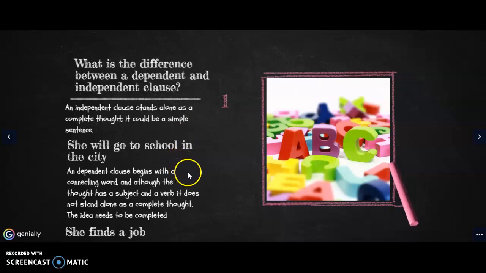A dependent clause begins with a connecting word. Although the thought has a subject and a verb, it does not stand alone as a complete thought. The idea needs to be completed. Although she finds a job.